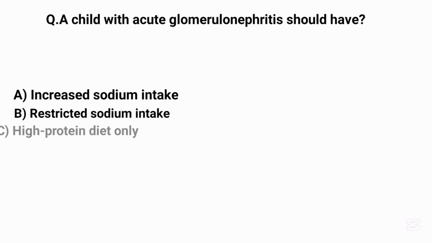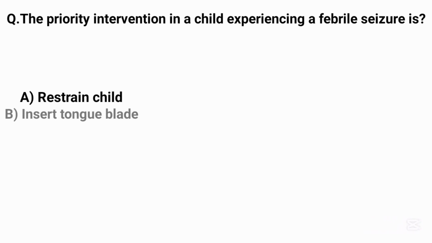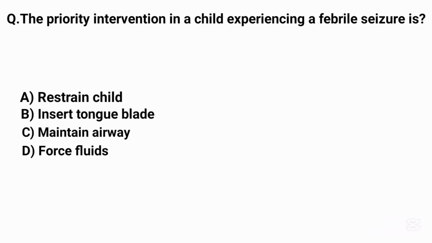A child with acute glomerulonephritis should have. Correct answer is option B, restricted sodium intake. The priority intervention in a child experiencing a febrile seizure is. Correct answer is option C, maintain airway.